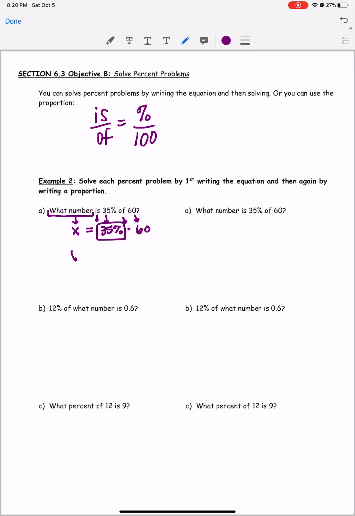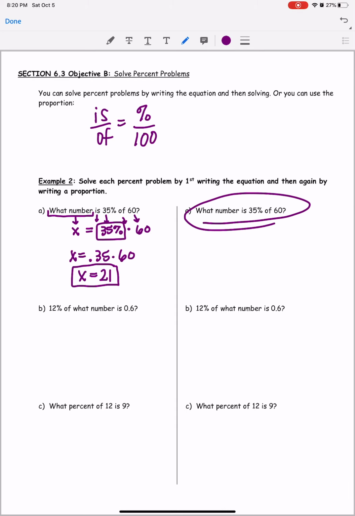So now we have x equals 0.35 times 60. So put that in your calculator. We got 0.35 times 60, and we get x to be 21. Okay, so not hard, not difficult. But you do need to know how to change a percent to a decimal. So over here, we got the exact same problem, so hopefully we get x is 21 again.